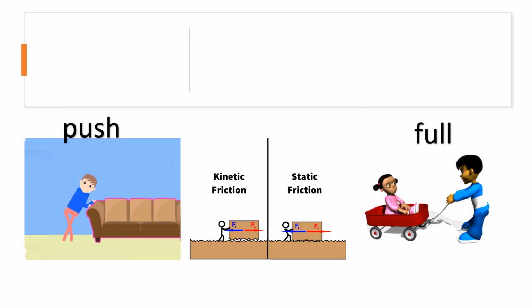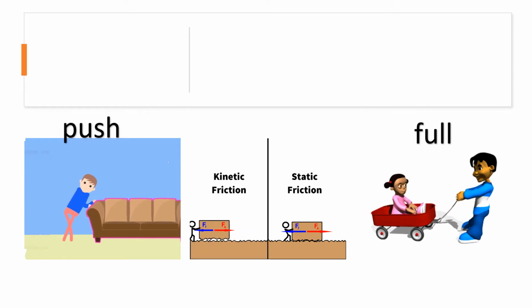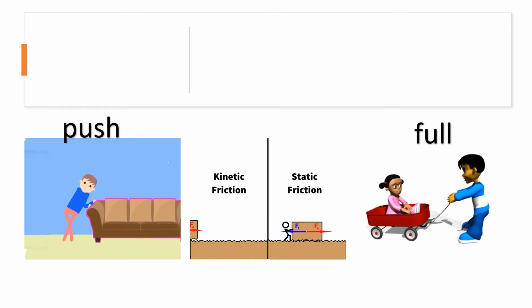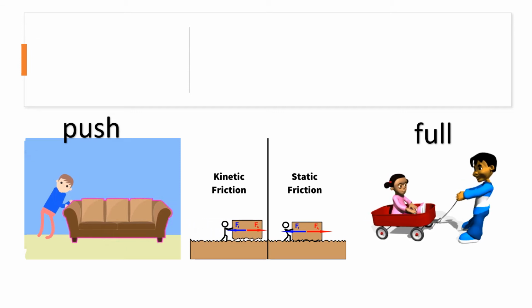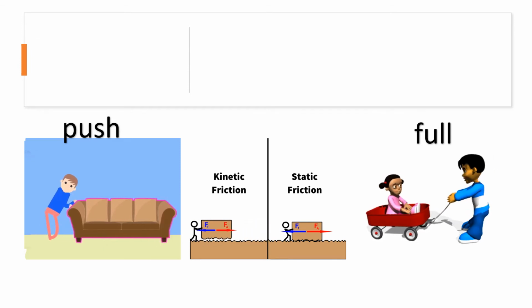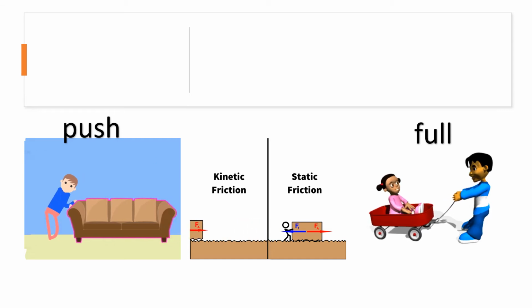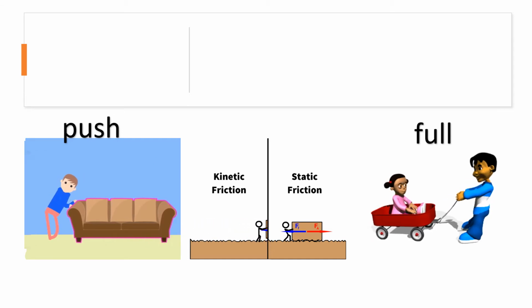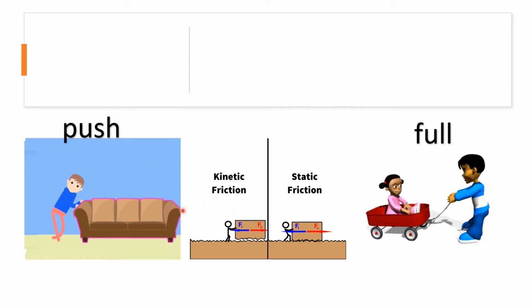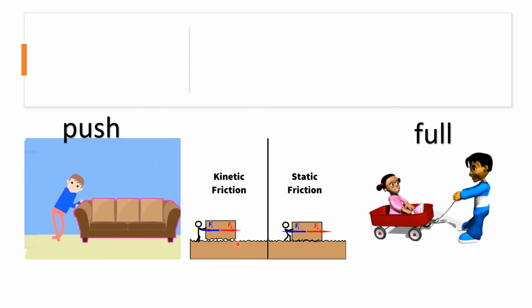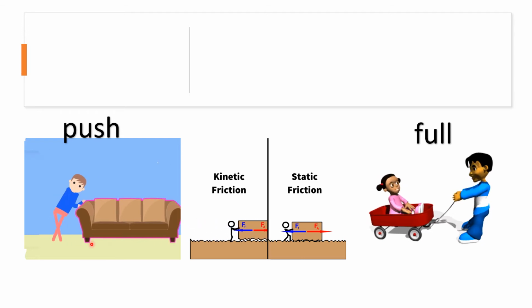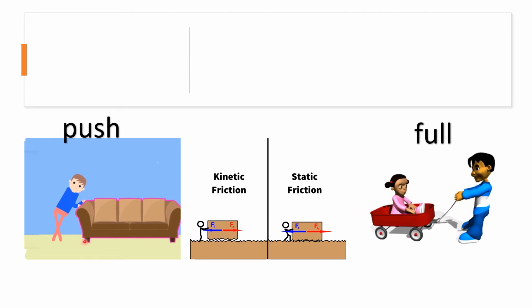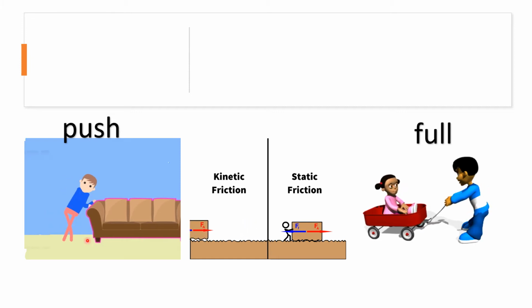So look at this picture. So there is a push and pull. So if there is a push and pull, there is a force applied. Did you understand? If there is a force applied, so there is also a friction. So the friction acts on the surface between two rubbing objects. Like for example, this one. So the chair and the floor. So the friction acts between the chair and the floor.